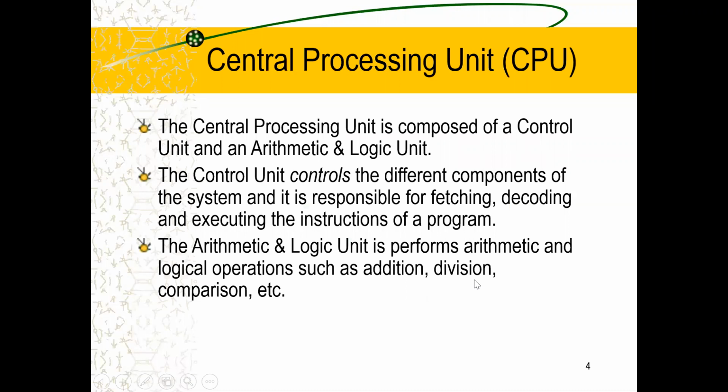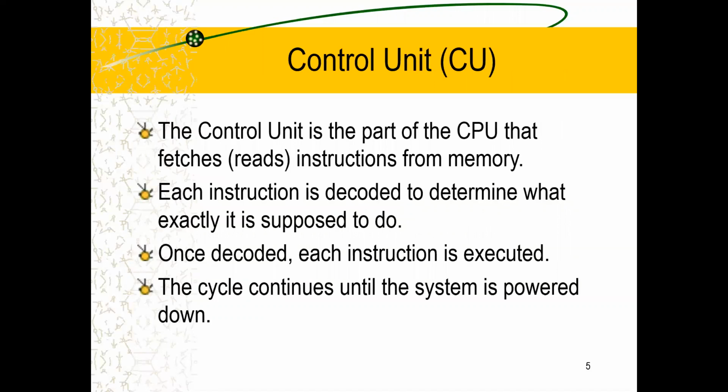Now, CPU, as we have seen, has the control unit. The control unit controls different components of the system, and the ALU, that is the arithmetic logic unit, is used to perform arithmetic operations and logical operations. So how does it do it?